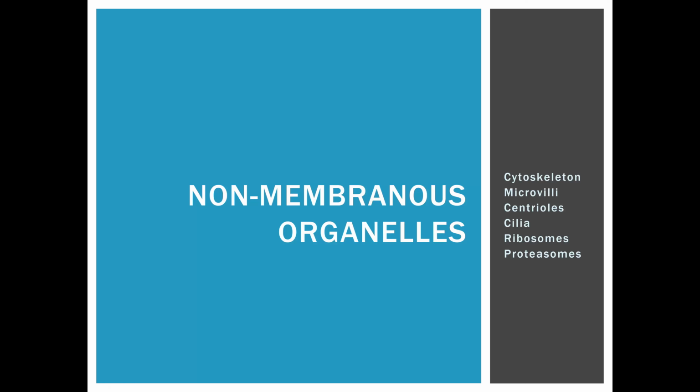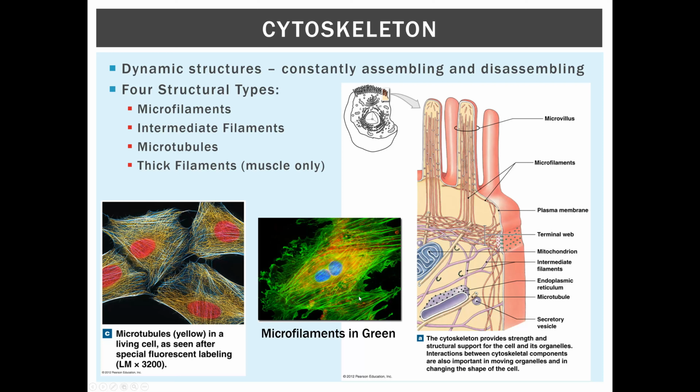In this section, we will go over the non-membranous organelles, which include the cytoskeleton, the microvilli, the centrioles, the cilia, the ribosomes, and the proteasomes. So let's first talk about the cytoskeleton. So the cytoskeleton is actually a very dynamic structure. So we think about our skeleton as something that is stable and stays relatively constant throughout our lives. But inside a cell, the skeleton is constantly assembling and disassembling. And I will show this to you in a video as part of the in-class activity.